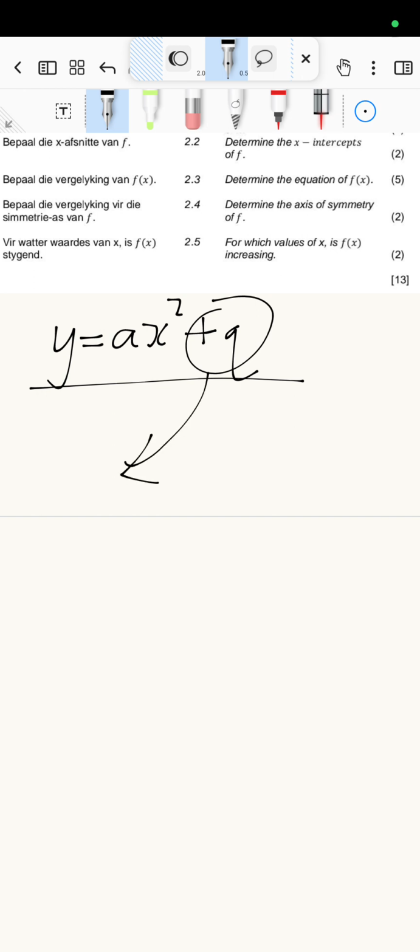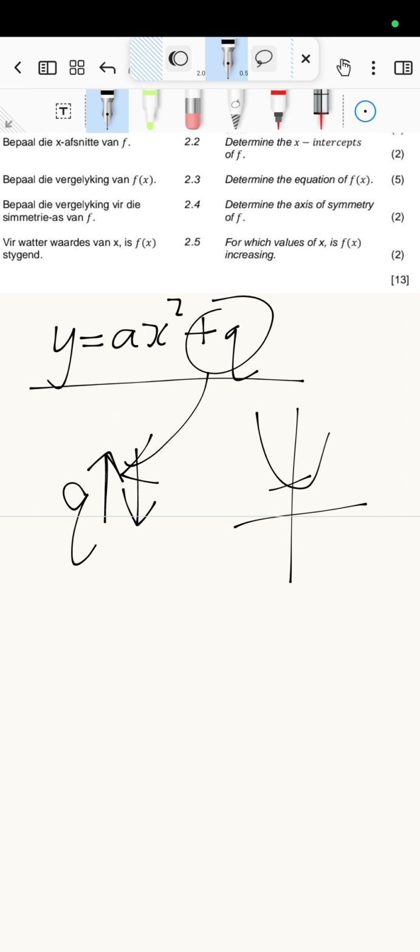Right, so q, as I mentioned in the previous video, this is the value that shifts your graph up and down. Okay, so if q is plus 5, then your function would have gone 5 units up. If q is minus 5, the function went 5 units down. Okay, so you should know q shifts up and down.